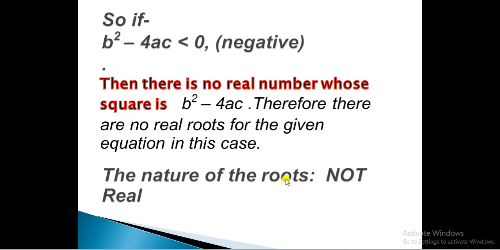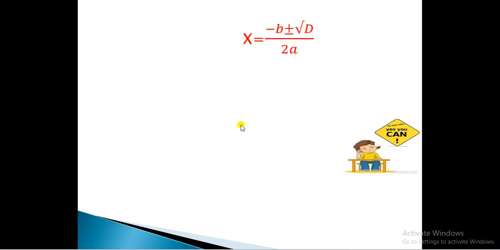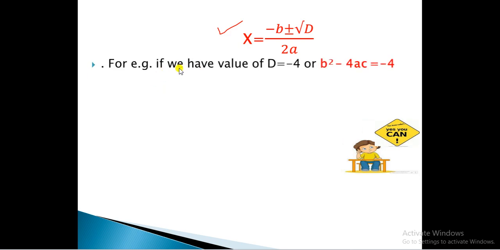Let us take one more example. I think it will be clear with that. We have this quadratic formula. So for example, if you have the value of the discriminant as minus 4, so b square minus 4ac equals minus 4. Now what happens when we put this value of d in the quadratic formula? You have to find out, in that case, the value of root of minus 4. Is it so? Because d is minus 4 here.